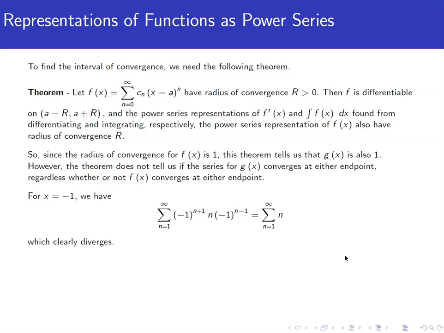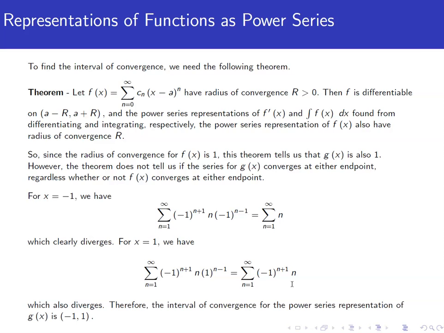So we need to check the endpoints of the power series representation for g of x that we found. So we plug in 1 and we plug in negative 1. Certainly, if I plug in negative 1, these will all be the same sign. We're just going to get 1. So we just get the series of n, which certainly diverges. Likewise, if we put in 1, we'll get an alternating series of n, which also diverges because that's just going to get bigger and bigger. Some of them will be negative and some of them will be positive. So our interval of convergence for the power series representation for g of x is just negative 1 to 1.